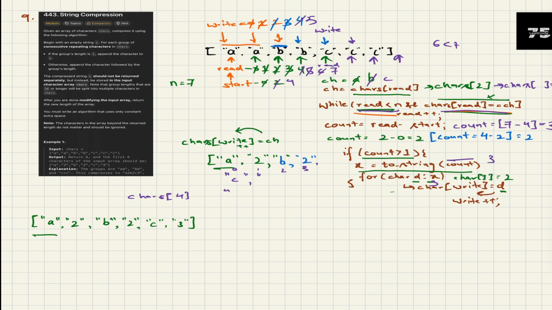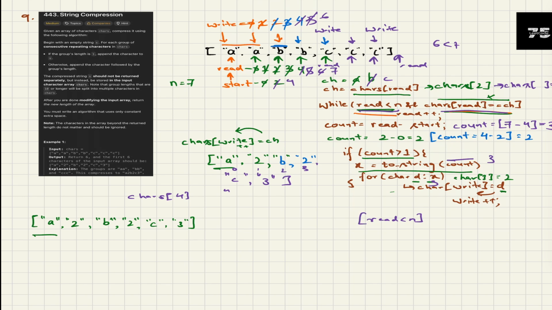I'm going to assign the value of count 3, and again I'm going to do write plus plus. My write will be pointing over here, which is nothing but 6. So this is where my read is pointing, and this is where my write is pointing. Now anyway we will not go to the next loop, because for going inside the loop my read should be less than n, which it is not.